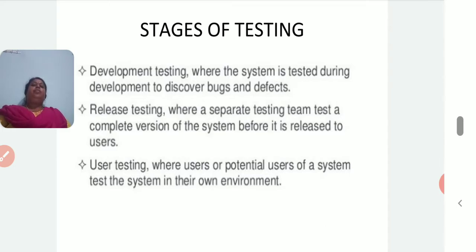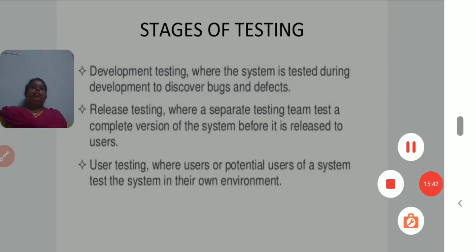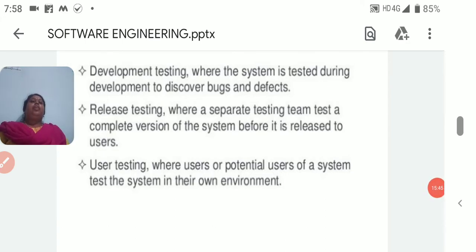First we'll start with development testing. Development testing is where the system is tested during development to identify and discover the errors and defects. Then release testing: a separate testing team tests a complete version of the system before it is released to users. Before releasing any software, it has been tested by a team of members. They have to test the complete version of the system. Then, if it's working properly, it is released to the users.